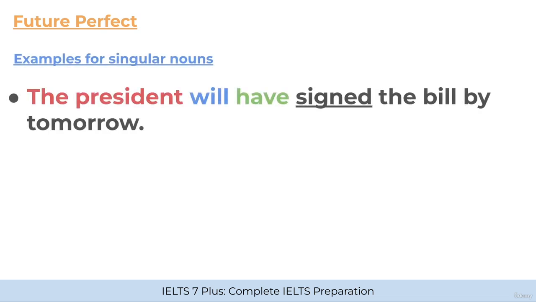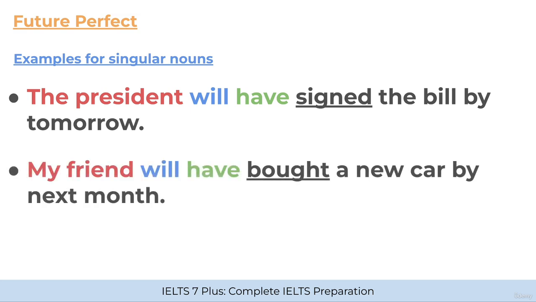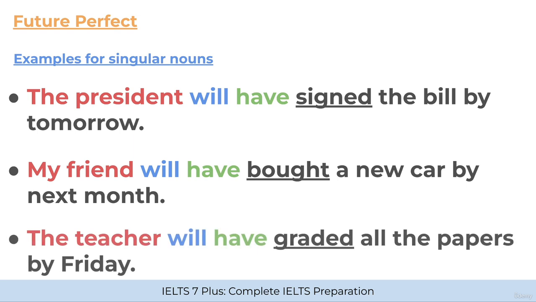Singular nouns. We could say the president will have signed the bill by tomorrow. How many presidents? Well, just the one. My friend will have bought a new car by next month. The teacher will have graded all the papers by Friday. So this is a really useful tense for adding detail, for adding timestamps, creating this idea of something happening over the course of time.